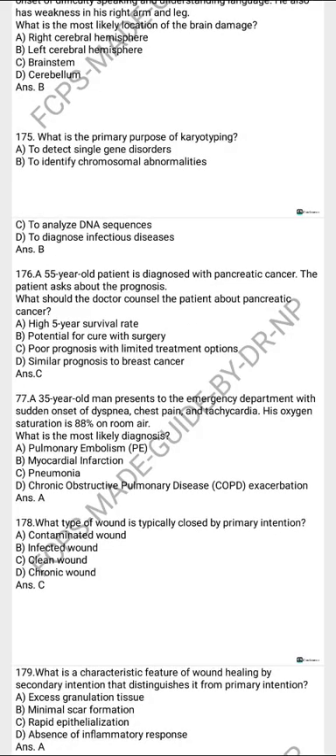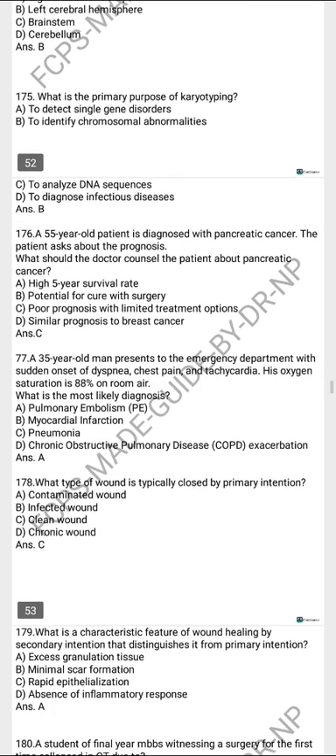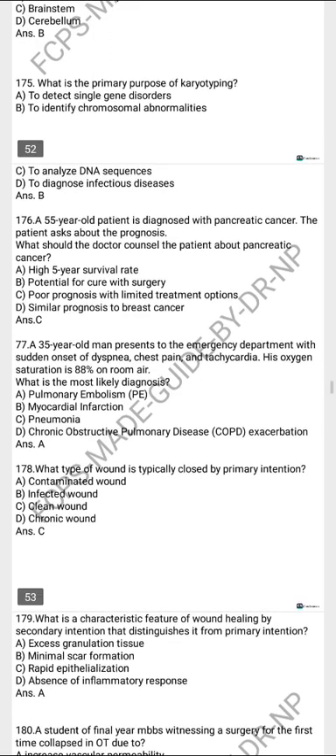A 55-year-old patient is diagnosed with pancreatic cancer. The patient asks about the prognosis. What should the doctor counsel the patient about pancreatic cancer? There is a poor prognosis with limited treatment options.